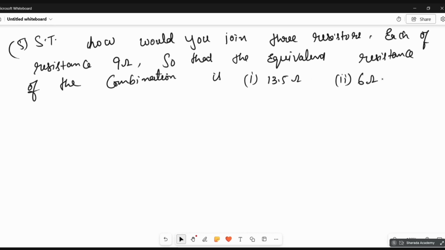See, three resistors are there. 9 ohms each, like this, three resistors are given. So you have to connect them somehow, parallel, series, or both series and parallel, anything you can do. But one time you should get the combination 13.5 ohms. Second time, if you connect in a different way, the answer you should get is 6 ohms. So how will you connect three resistors? Understood? No question?